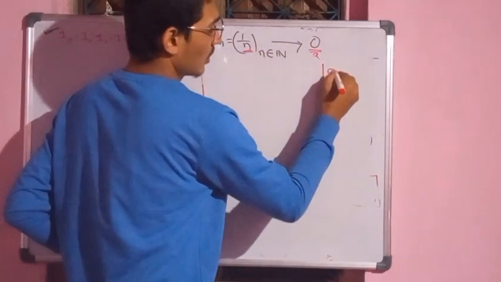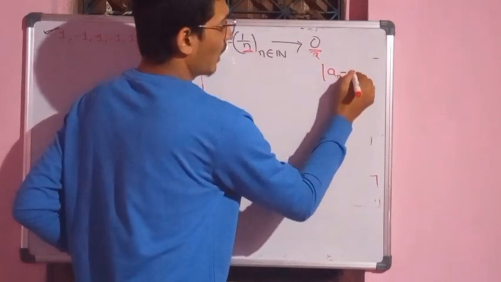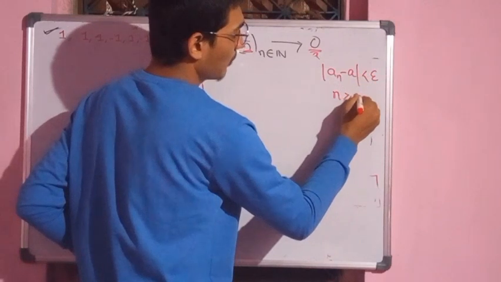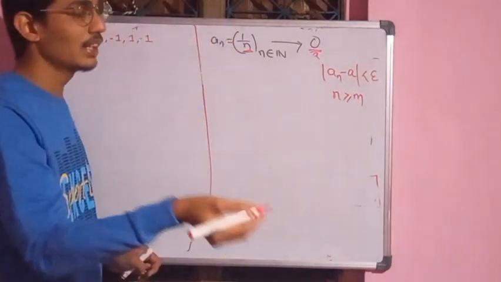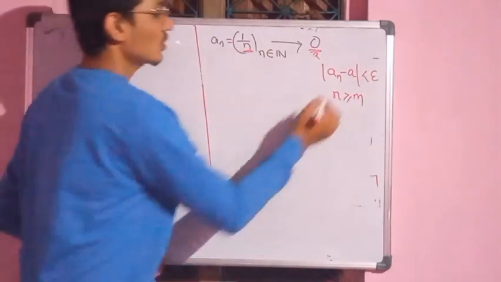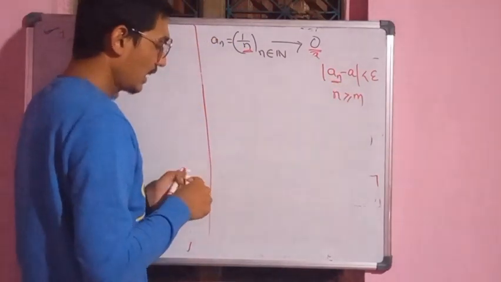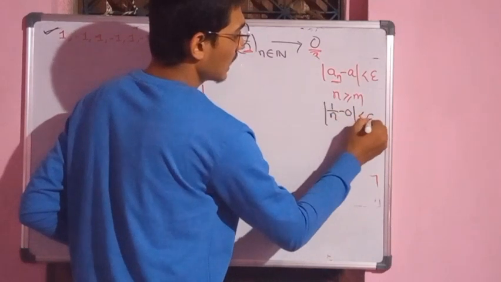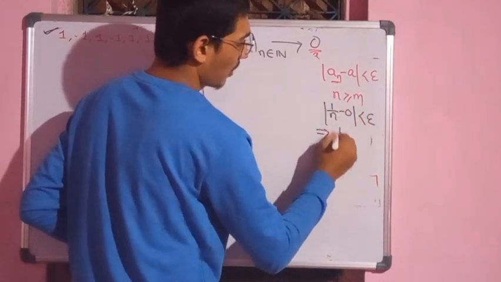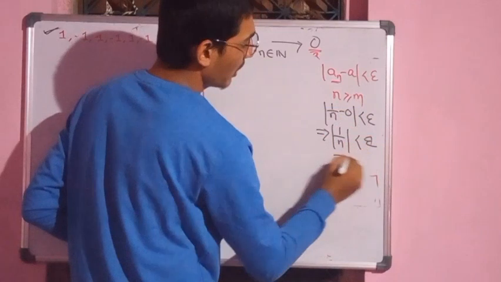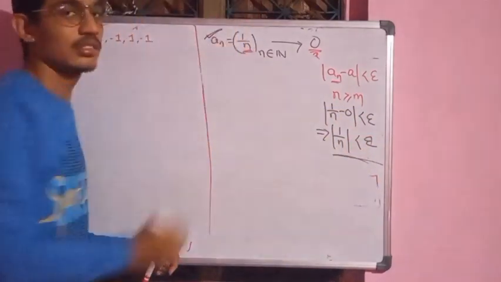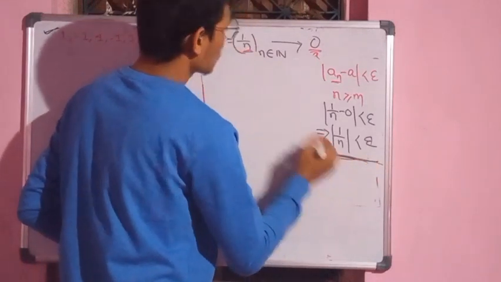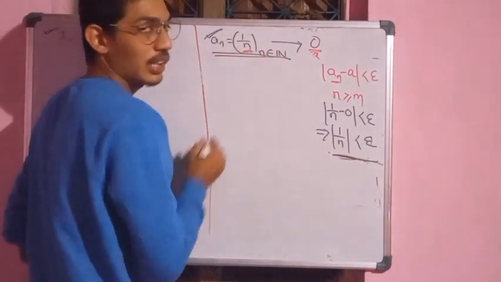What does that mean? We know if it is converging, mod a n minus a should be less than epsilon for every n greater than or equal to m. And what is epsilon? Epsilon is any number that should be greater than 0. What is my a n here? Here my a n is 1 by n. So 1 by n minus 0 is less than epsilon, or mod of 1 by n is less than epsilon. So if I prove this, then I prove the other one indirectly. If we solve this, then it automatically comes.